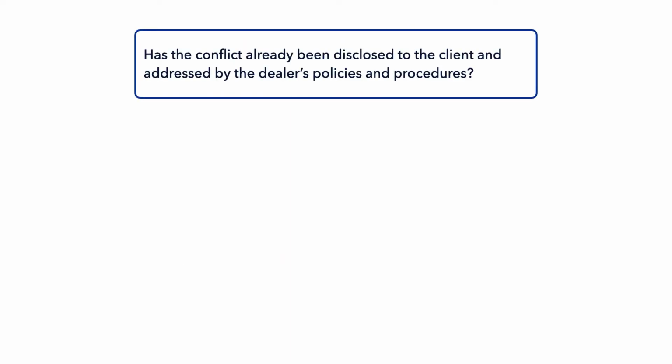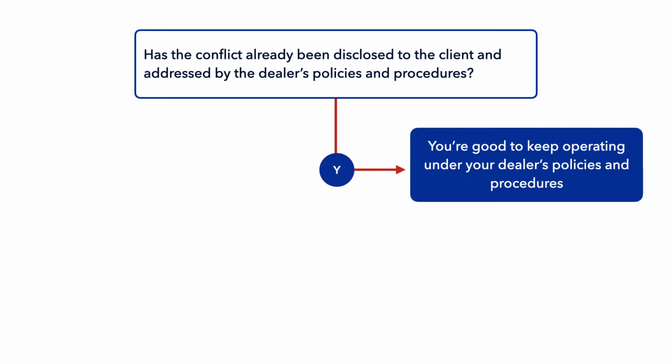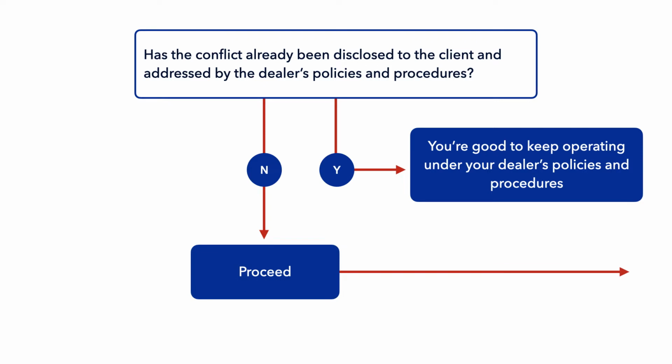Has the conflict already been disclosed to the client and addressed by the dealer's policies and procedures? For example, compensation-related conflicts, referral arrangements that have been disclosed to clients and currently have proper controls in place. If the answer is yes, then continue to follow your dealer's policies and procedures. If the answer is no, then continue to the next step to determine whether the conflict is material.